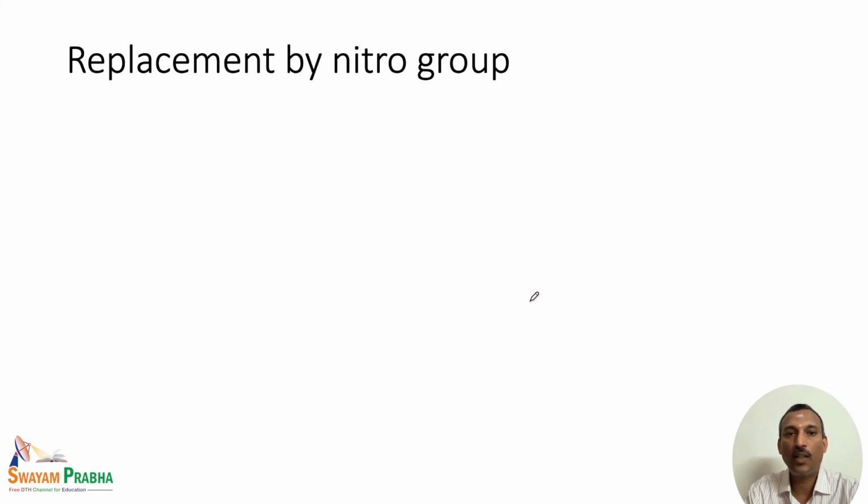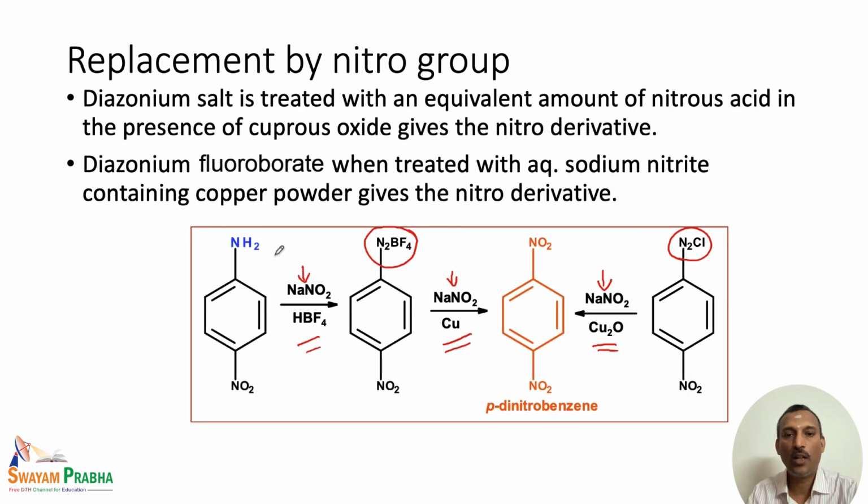The next one is replacement by nitro group. One additional advantage of this reaction is that it is very difficult to prepare polynitro compounds otherwise. Especially since we know the nitro group is meta-directing, here we are preparing para-substituted nitro derivatives, which are generally not possible by the conventional methods. So converting the amino group to a diazonium salt and displacing the diazonium salt with the nitro group is the best method to prepare these para-dinitro derivatives.